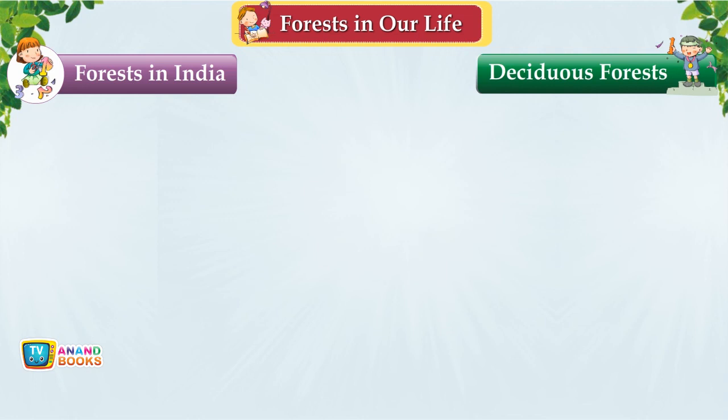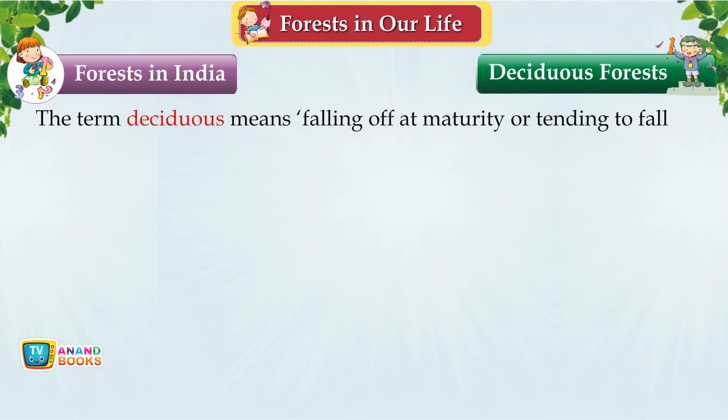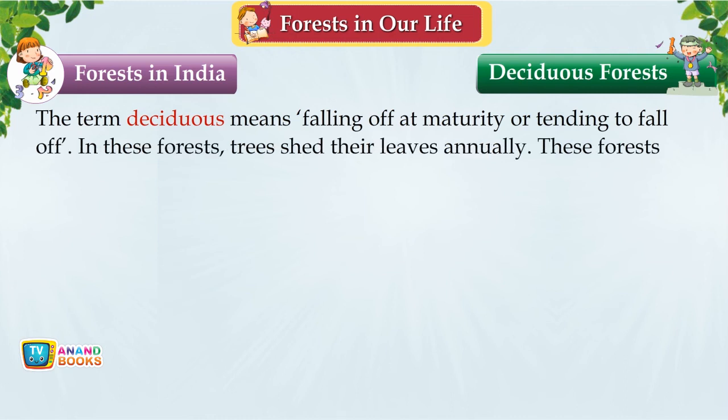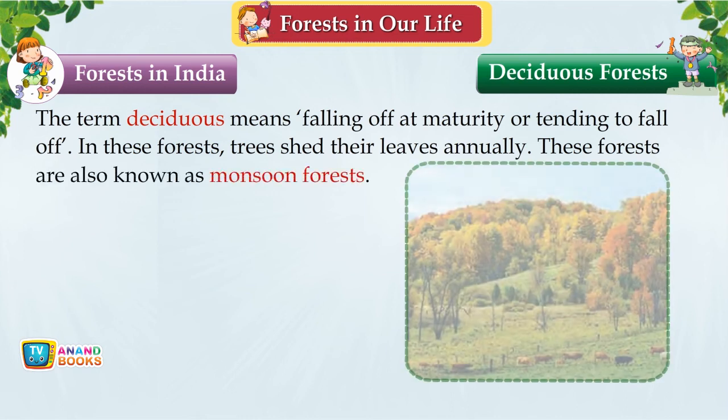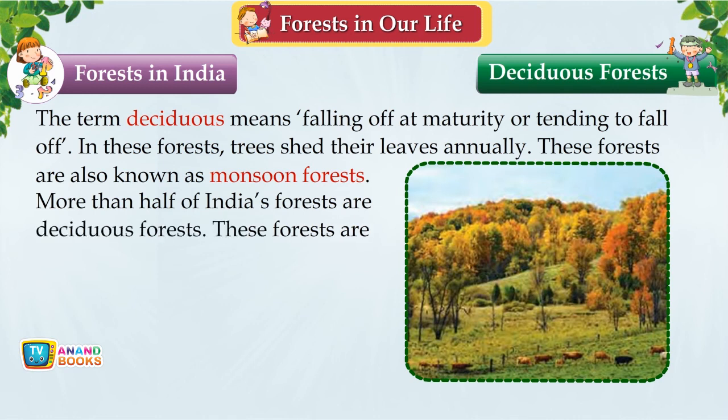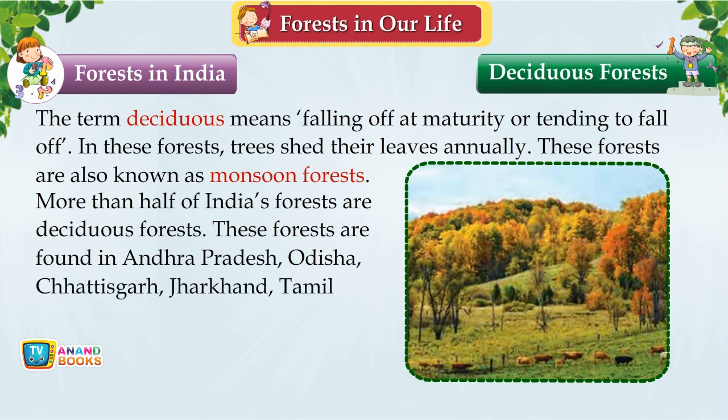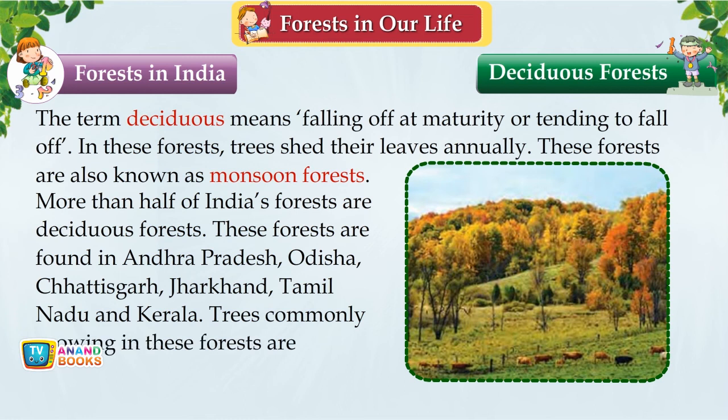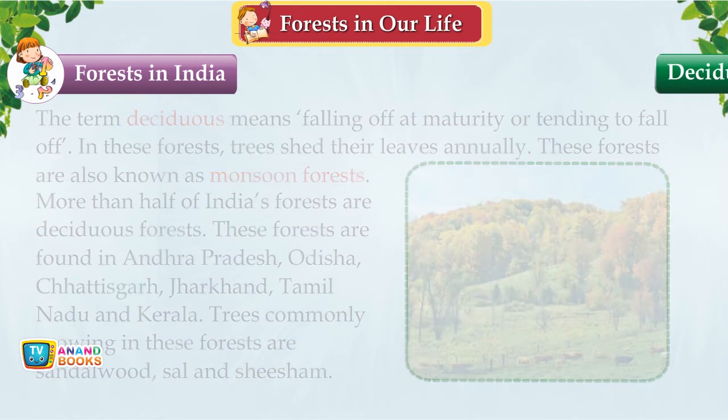Deciduous forests. The term deciduous means falling off at maturity or tending to fall off. In these forests, trees shed their leaves annually. These forests are also known as monsoon forests. More than half of India's forests are deciduous forests. These forests are found in Andhra Pradesh, Odisha, Chhattisgarh, Jharkhand, Tamil Nadu and Kerala.